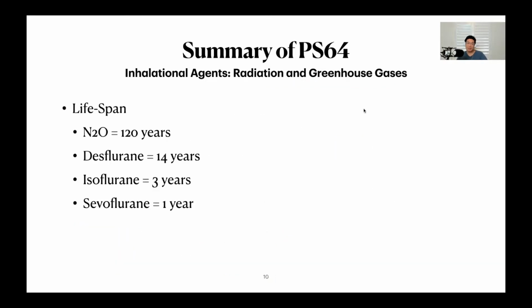Now the lifespan. We do need to know this approximately. We don't need to know it accurately. And I'll show you a little picture card to sort of remember this, okay? So nitrous is 120 years. Desflurane is 14 years. Isoflurane is 3. And sevoflurane is 1. You don't need to be accurate on this because I will show you a slide which has variations of the lifespan of these agents. So I think being approximately around these numbers is safe.